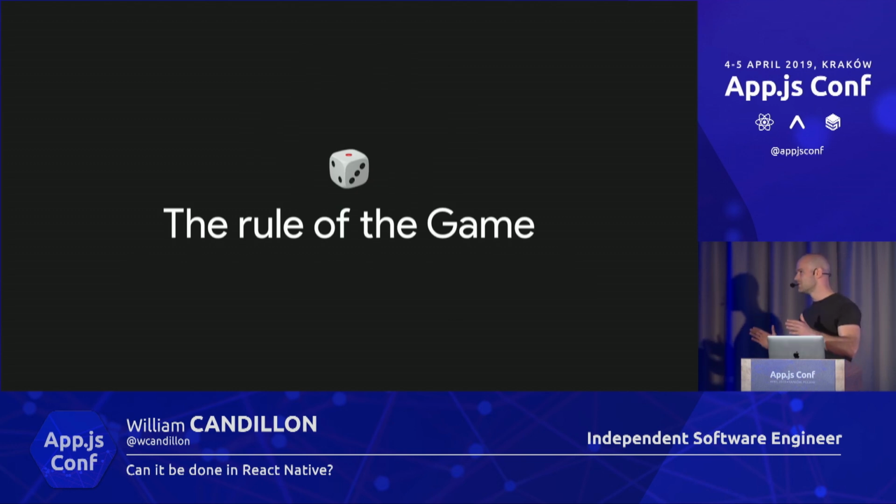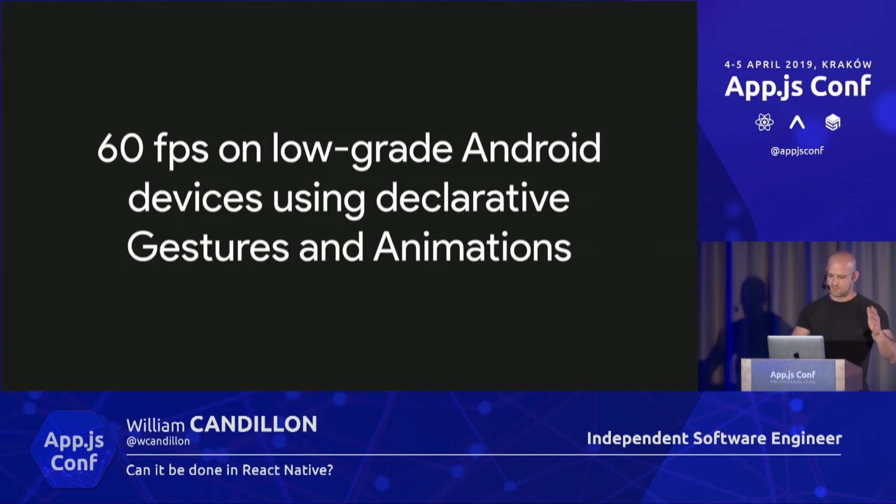So the rule of the game is, of course, to run the effect or animation at 60 FPS, even on low-grade Android devices, using declarative gestures and animations. Christoph, in React Europe 2018, made a talk on this topic, which I strongly recommend you check out. In his presentation, Christoph makes a very strong and elegant case for the need of declarative gestures and animations in React Native.